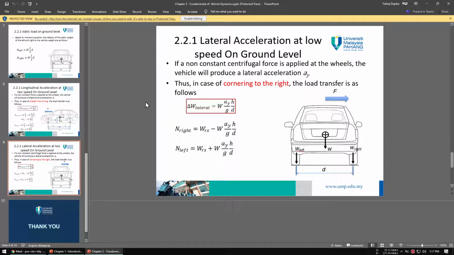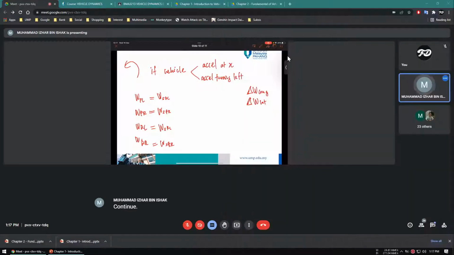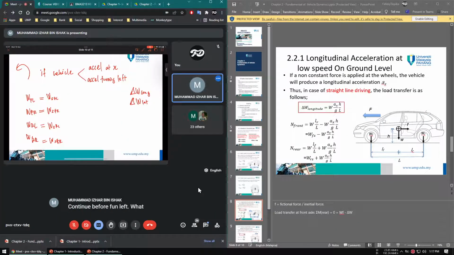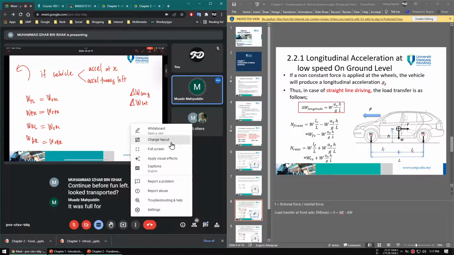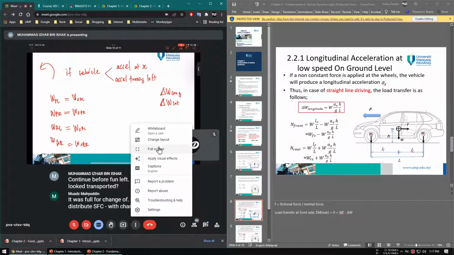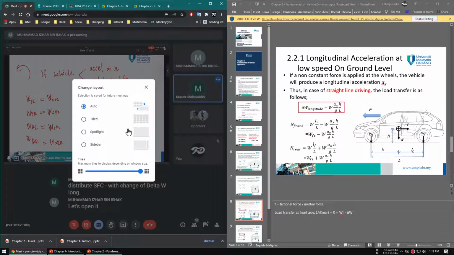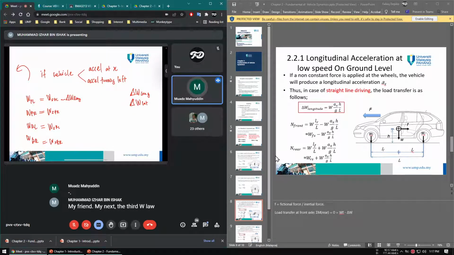Anyone would like to try? Okay, first front left. The car accelerates and turns to the left. For front left, what is the load transfer? The change of weight is W static front left minus delta W long, minus delta W lat. Minus delta W lat. Okay. Correct?